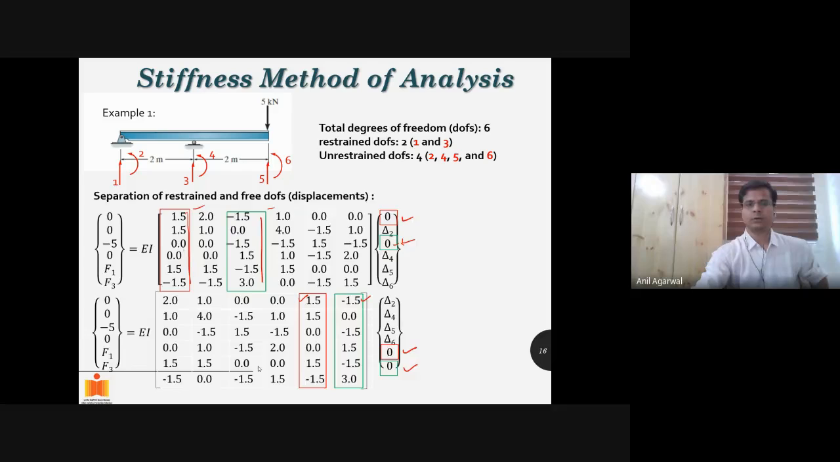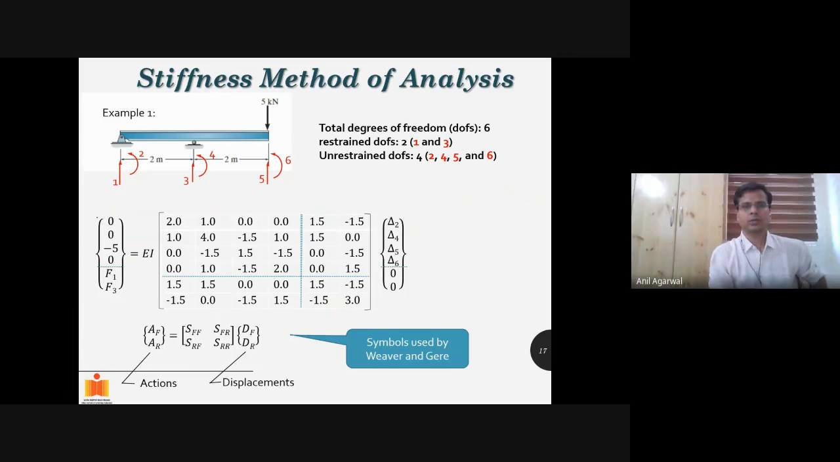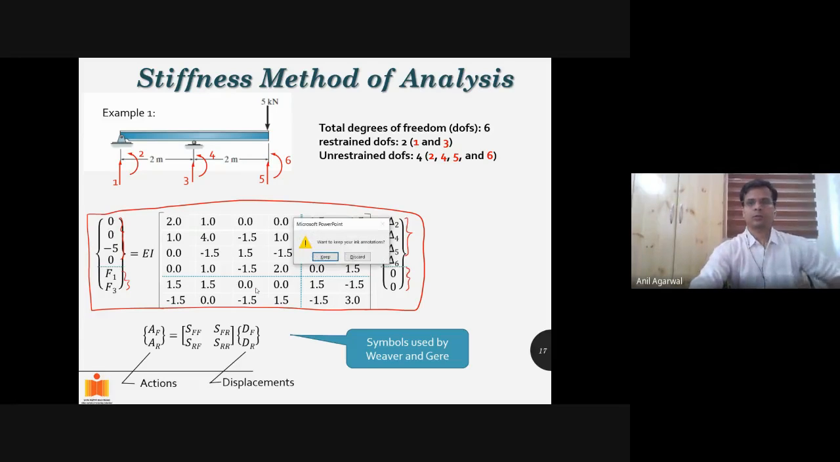By the way, I'm out of time now. So with that, I get this equation, and this equation now has this beautiful thing where I have all the known forces first, then unknown forces, and I have all the unknown displacements first, and then the known displacements. And the corresponding stiffness terms. In the next class, we will continue from there. Okay, let me stop immediately.